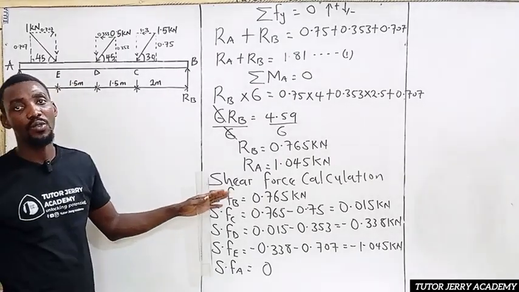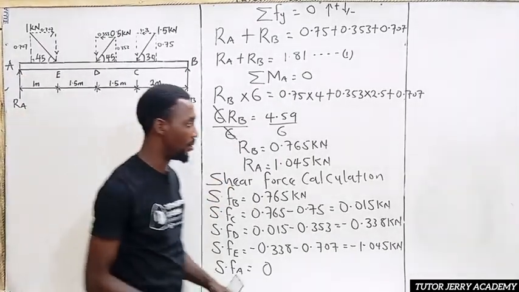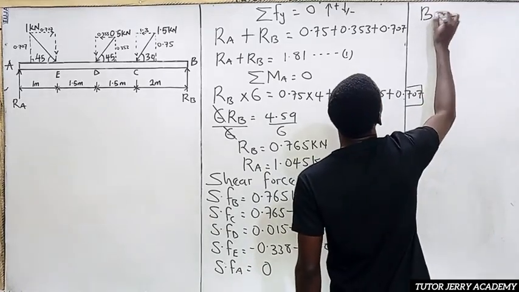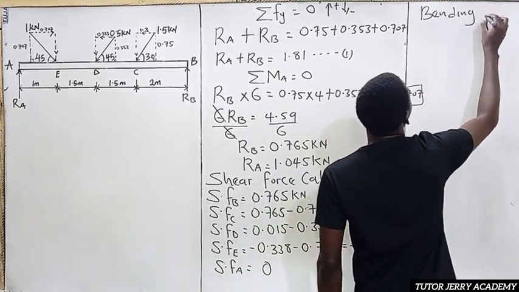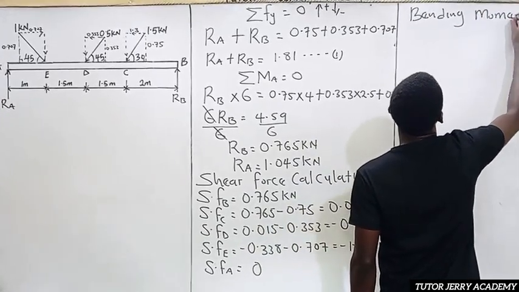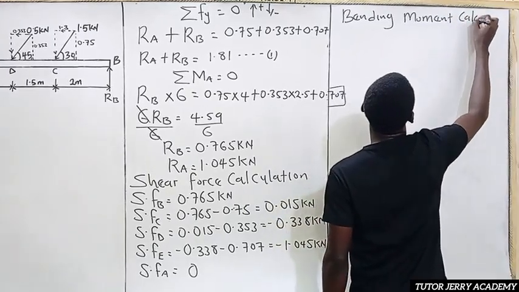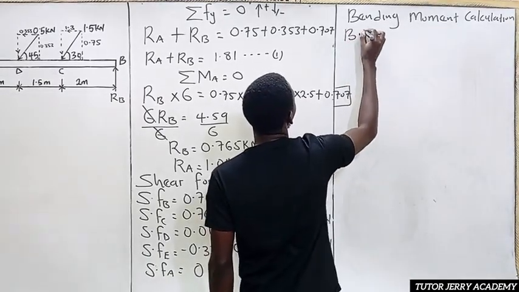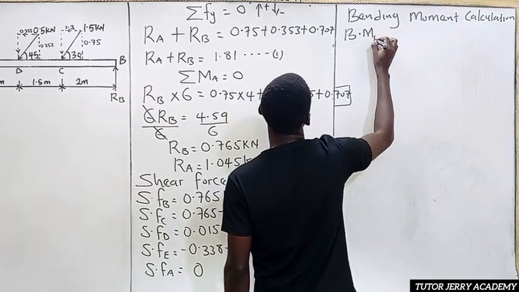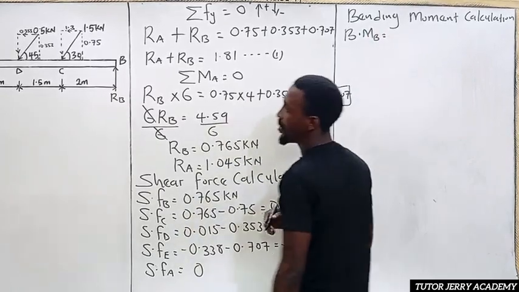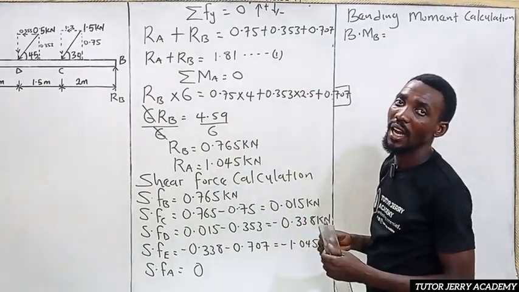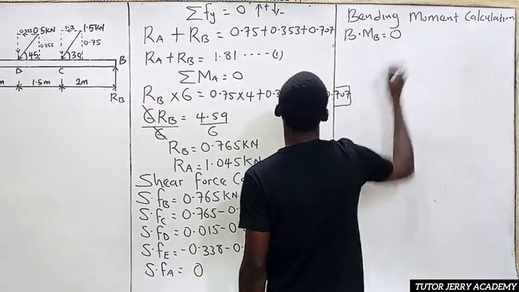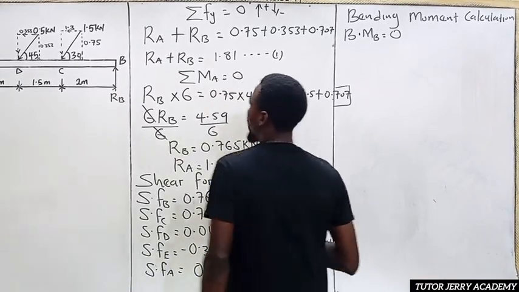Now, the next thing we are going to do is to go for the bending moment calculation. All right. So the bending moment at point what? At point B, of course, we know that this is a simply supported beam, and the bending moment at the end of a simply supported beam is equal to what? 0.